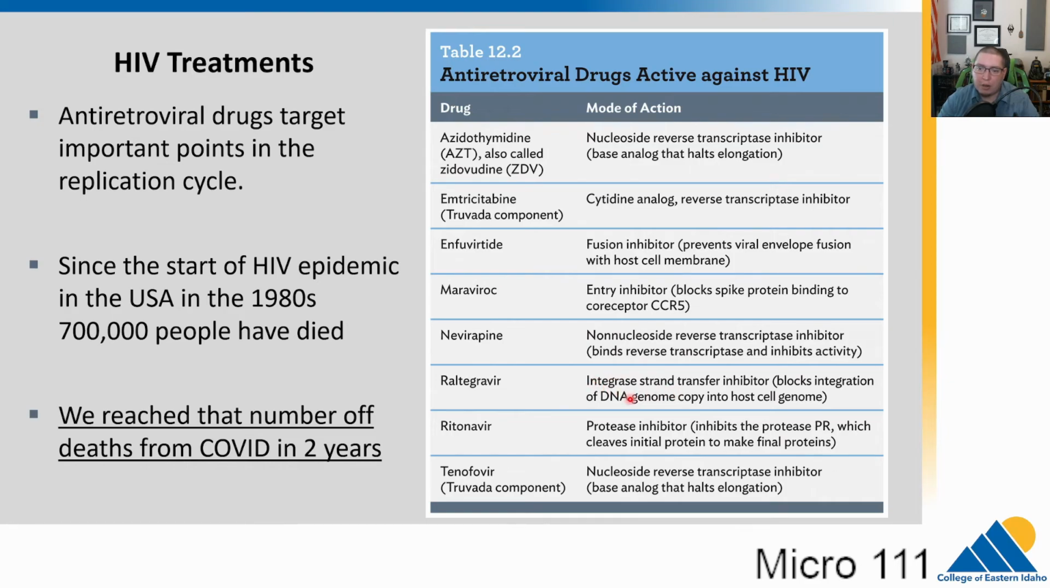Blocking integration of the DNA genome, protease inhibitors, as was mentioned, stopping that cleavage from creating the mature virion. This is going to have side effects because our cells use proteases for lots of things. Same thing with the base analogs. These are going to have side effects because we need those bases for our own DNA replication, so growing cells might have some issues. So let's talk about AZT, our first drug to treat HIV. This is just a small number of the drugs that are out there as well. There are many, many more, and we use them in combination oftentimes.